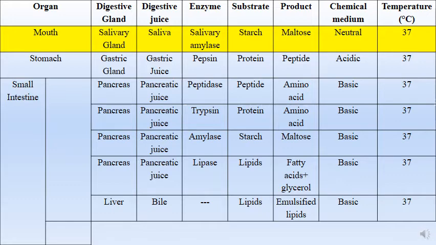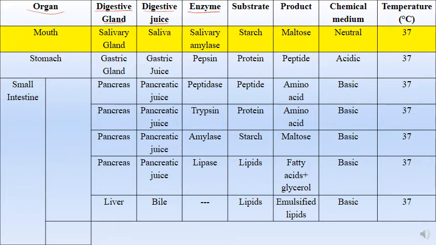Let's move to this table. This table is a very important table. We're going to divide it into two parts: the first part in this session, and the second part in the next session. In this table we have the organ, the digestive gland, the name of the juice, the name of the enzyme, and the substrate.